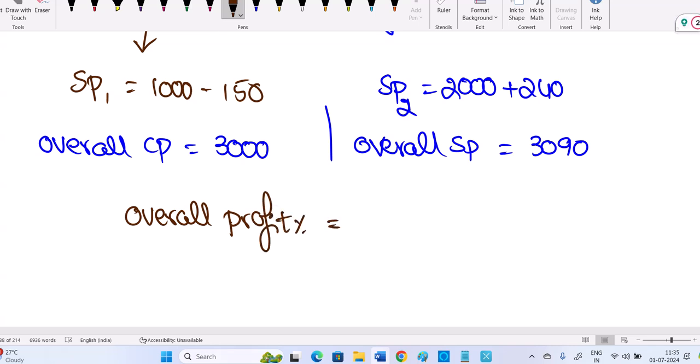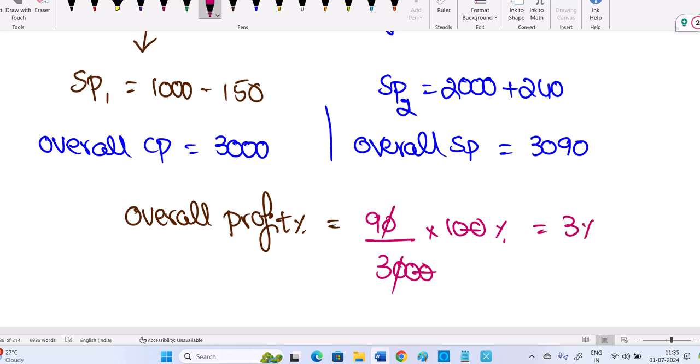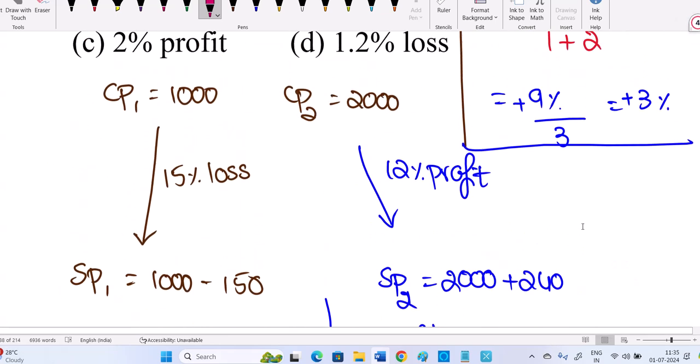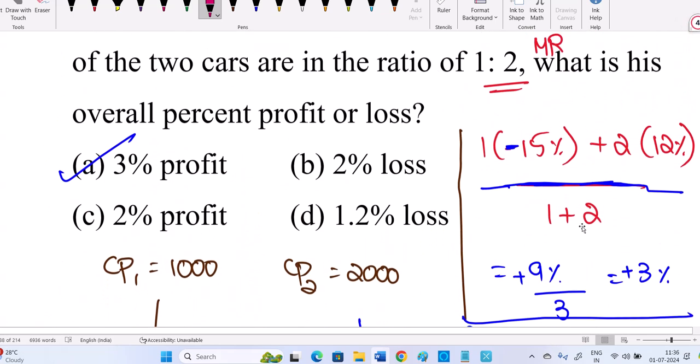Profit divided by what? What should be the denominator? Profit divided by CP into 100. So if we cancel all these terms, we get 3% as the answer. So overall 3% profit. We were given the shortcut already using the mixtures and alligation concept.